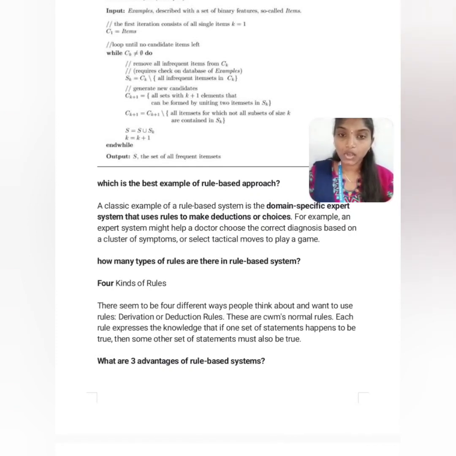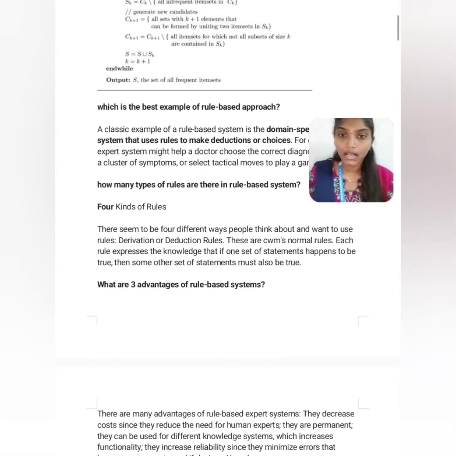How many types of rules are there in the rule based systems? Four kinds of rules are there in the rule based system. There seem to be four different ways people think about when to use rules: deductive or inductive rules. These are common normal rules. Each rule expresses the knowledge that if one set of statements happens to be true, then some other statements must also be true.